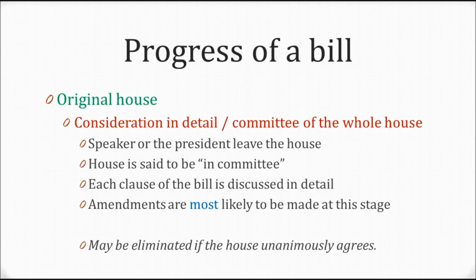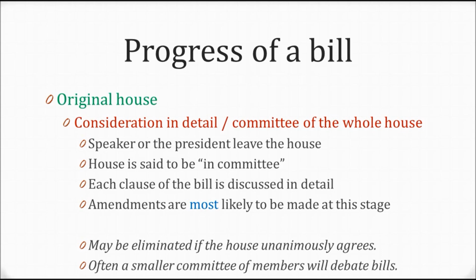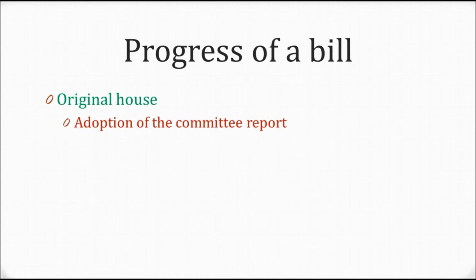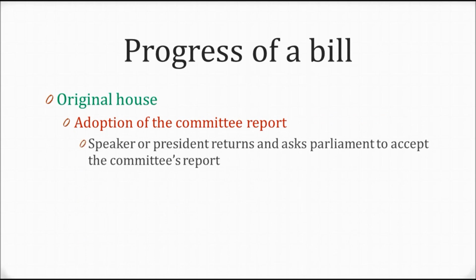This stage can be eliminated if the House unanimously agrees, and often they'll get a smaller committee of members with expertise in the particular area of law to debate the bills and propose any amendments that might be needed. We then go to the adoption of the committee report. The Speaker or the President of the House returns and they ask Parliament to accept the committee's report.